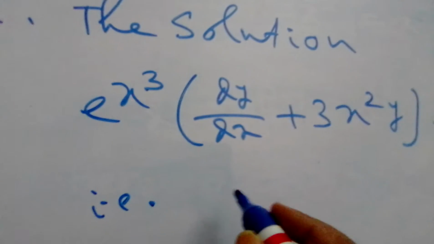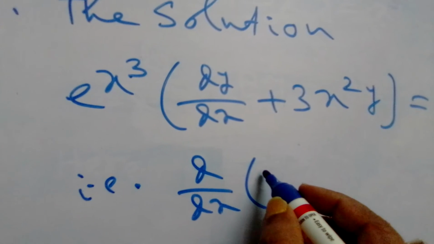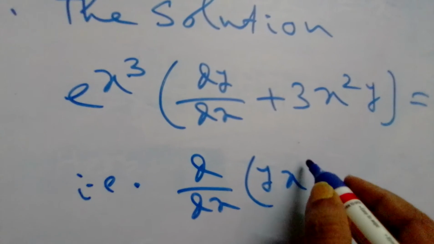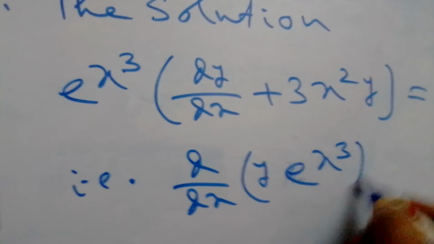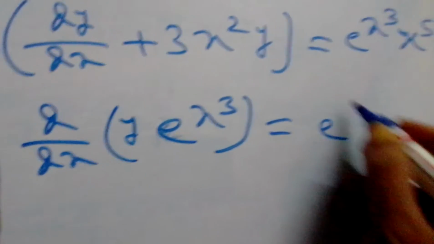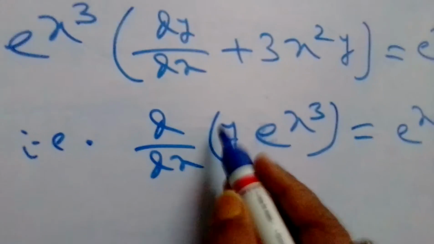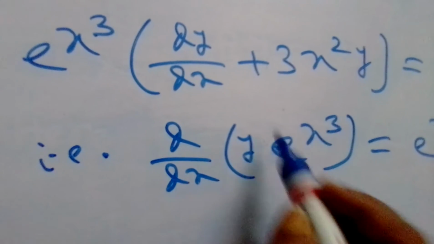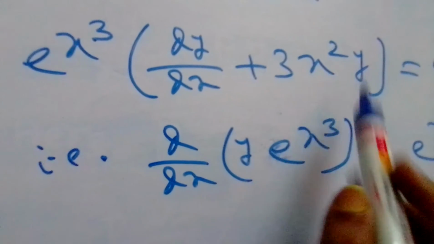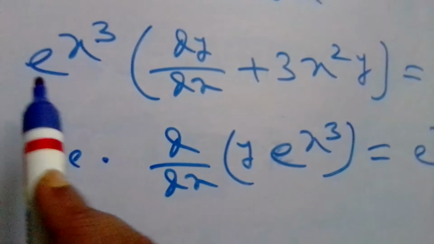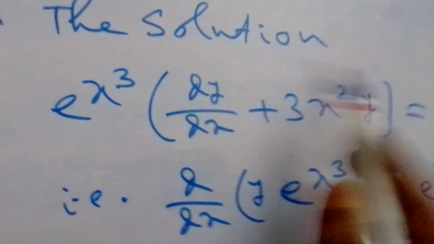Now, if we take it in this manner, d/dx of y into e to the power x cube equals e to the power x cube into x to the power 5. Here it is clear that the first term is dy/dx into e to the power x cube, and the second is the derivative of e to the power x cube, that is 3x squared into e to the power x cube into y, taking e to the power x cube common. So we are doing this, and after integration we find the required solution.